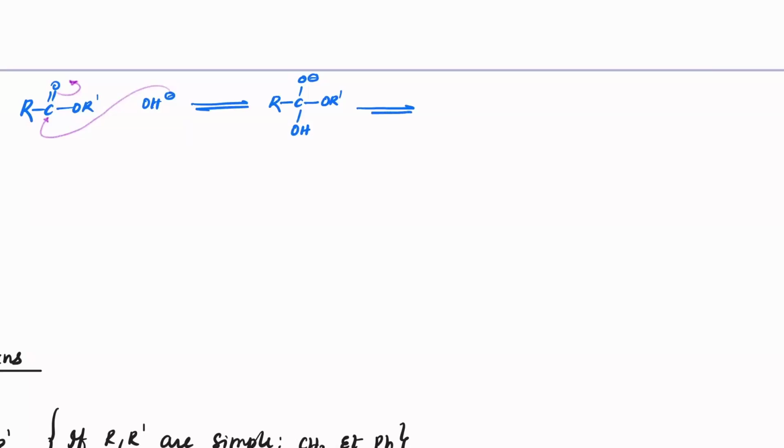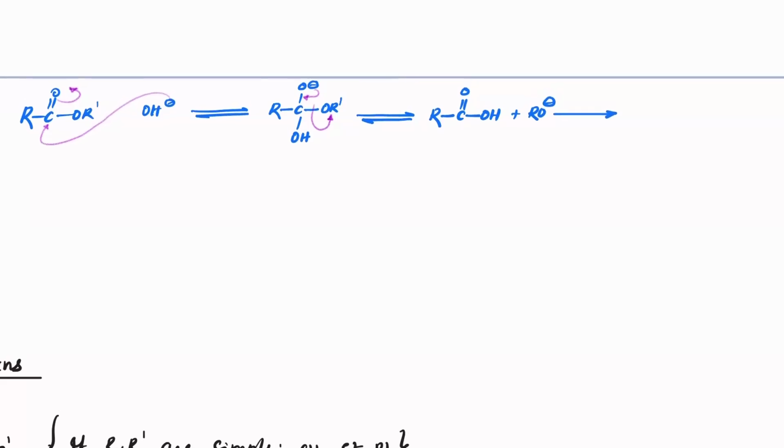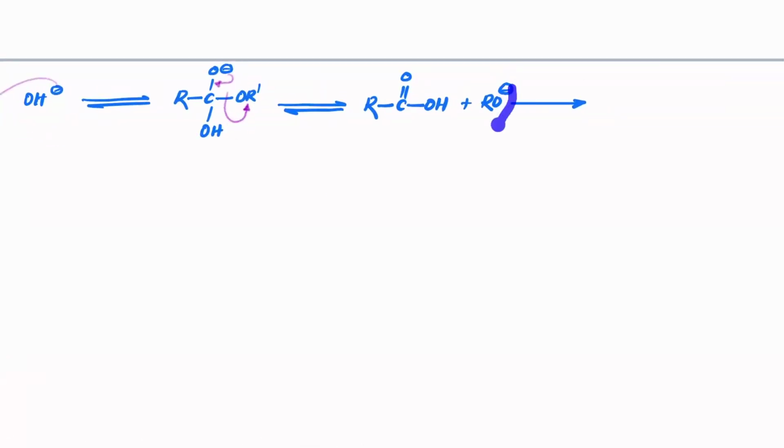and that will be in equilibrium, correct? Now O minus will push it here, and RO minus will come out, which will make it RC double bond OH plus RO minus. Here is the interesting part. This step is completely non-reversible. Reason being, RO minus is a very strong base. It can take H plus from this acid, and it will convert into RC double bond O minus. And then you will get this as ROH.